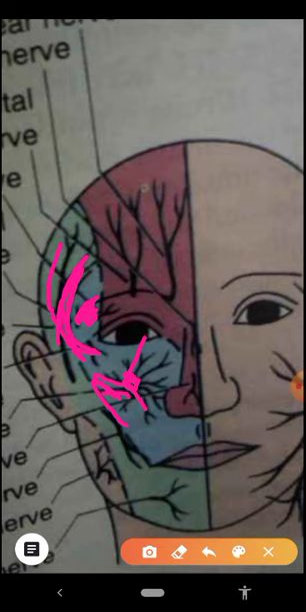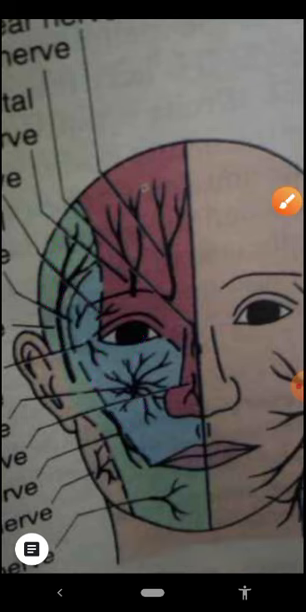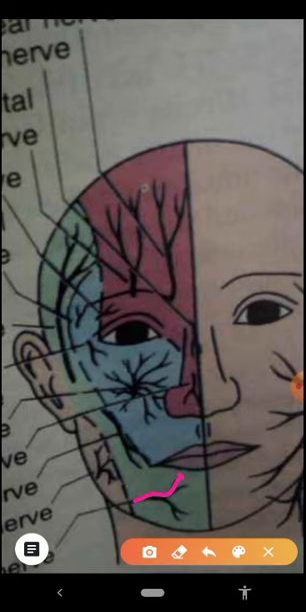First we did the five branches of the ophthalmic, and then we did the three branches of the maxillary nerve. Next, move to the three divisions of the mandibular. This one is the mandible, and this is the first division of the mandible, which is the mental nerve. The mental nerve is coming from the mental foramen over here.